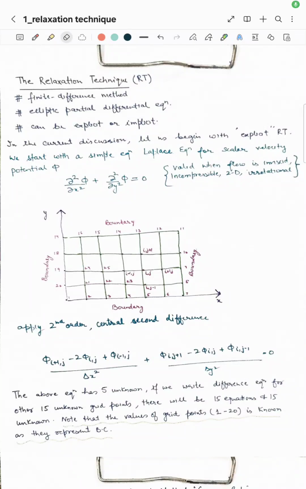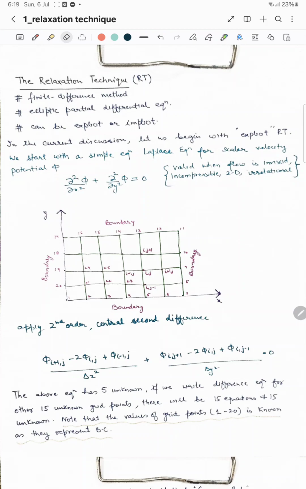The topic we are looking at is the relaxation technique, a very common method to solve our governing equations through computational methods, and also through a method called an iterative technique. Relaxation technique is a very common, well-known, accepted method, and you will find it in most of the software.